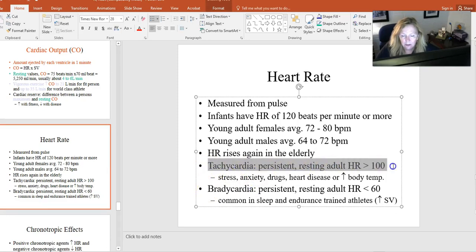So tachycardia is when someone has a higher heart rate at rest. A lot of things can influence it: stress, anxiety, medications, legal or illegal drugs, either one, heart disease, and even body temperature. Bradycardia is a low heart rate, and again, this can sometimes be explained. Athletes with very healthy hearts don't have to beat as often. Their stroke volume is really good too, so they have an increased stroke volume, and their cardiac output is great.